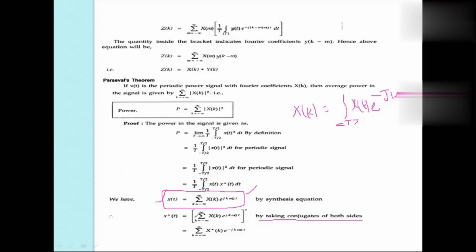Understood, my student? Here, see the sum of k equal to minus infinity to infinity x of k e power jk omega naught t whole star, and x of k with this star becomes the conjugate of the Fourier coefficient, and the positive exponential becomes a negative exponential. So x star of t is equal to this. Now you can substitute this equation in the power P is equal to 1 by T, the integral minus T by 2 to T by 2 x of t, x star of t is replaced with this signal, the sum of k equal to minus infinity to infinity x star of k e power minus jk omega naught t. Already we have here the dt. So that is in the next line, next page.